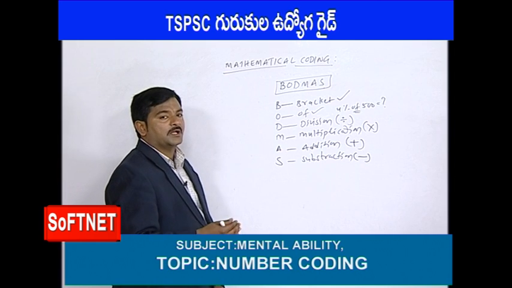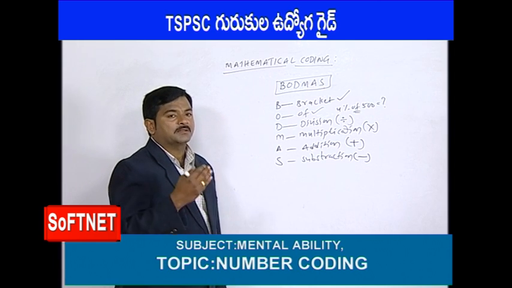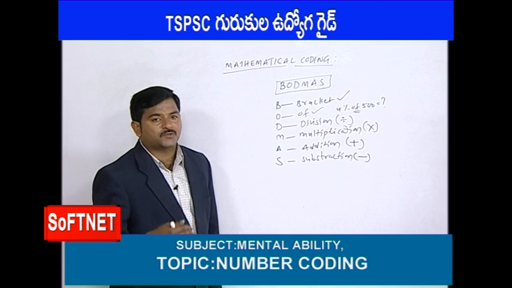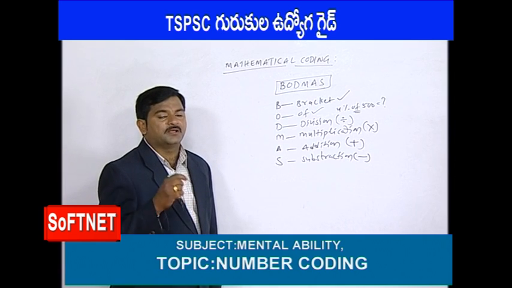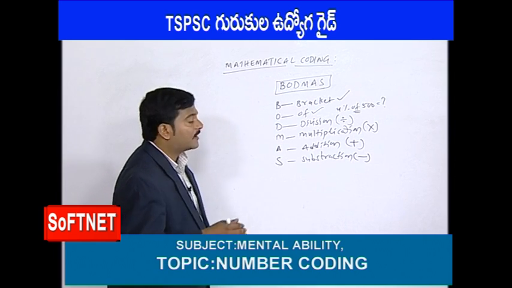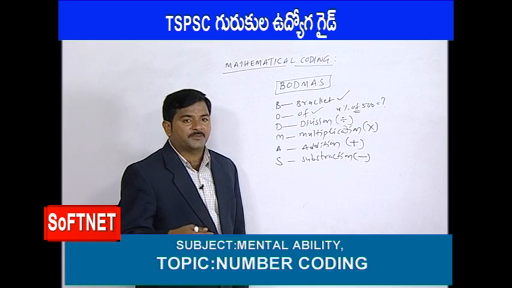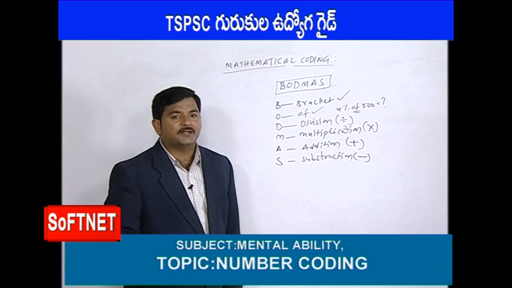In the given question, if there is a bracket part, we simplify that first. If there is no bracket part, then we have to simplify the off part. If there is no off part, then division, then multiplication, addition, and finally subtraction.